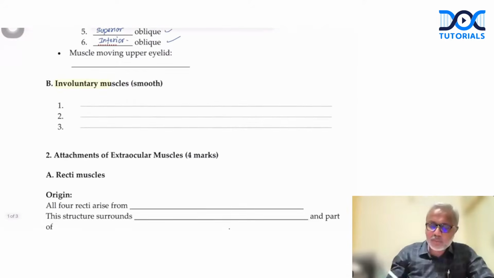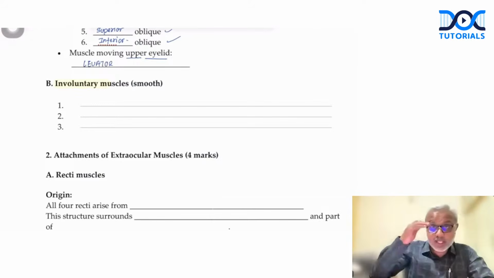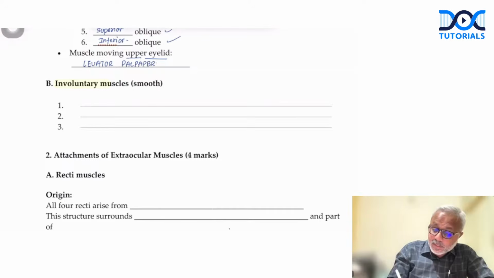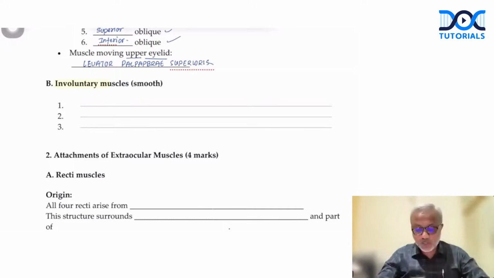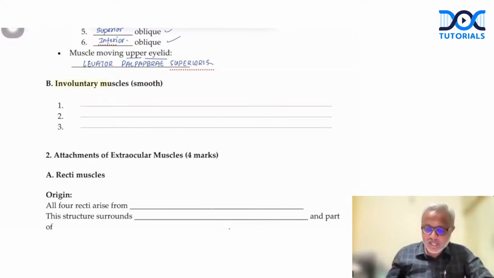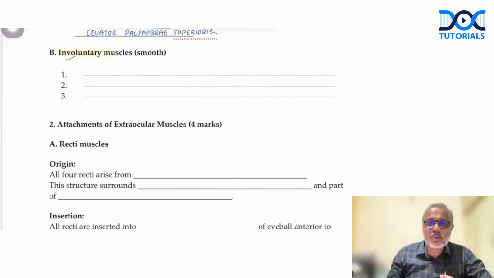There is one muscle which will move the upper eyelid. What do we call it? We call it the levator. Levator means elevation of the eyelid. Levator palpebrae superioris. This would be the name of the muscle which will move the upper eyelid. Done? Right. Apart from this, the eyeball also has a few muscles which are involuntary, which we cannot control, right?